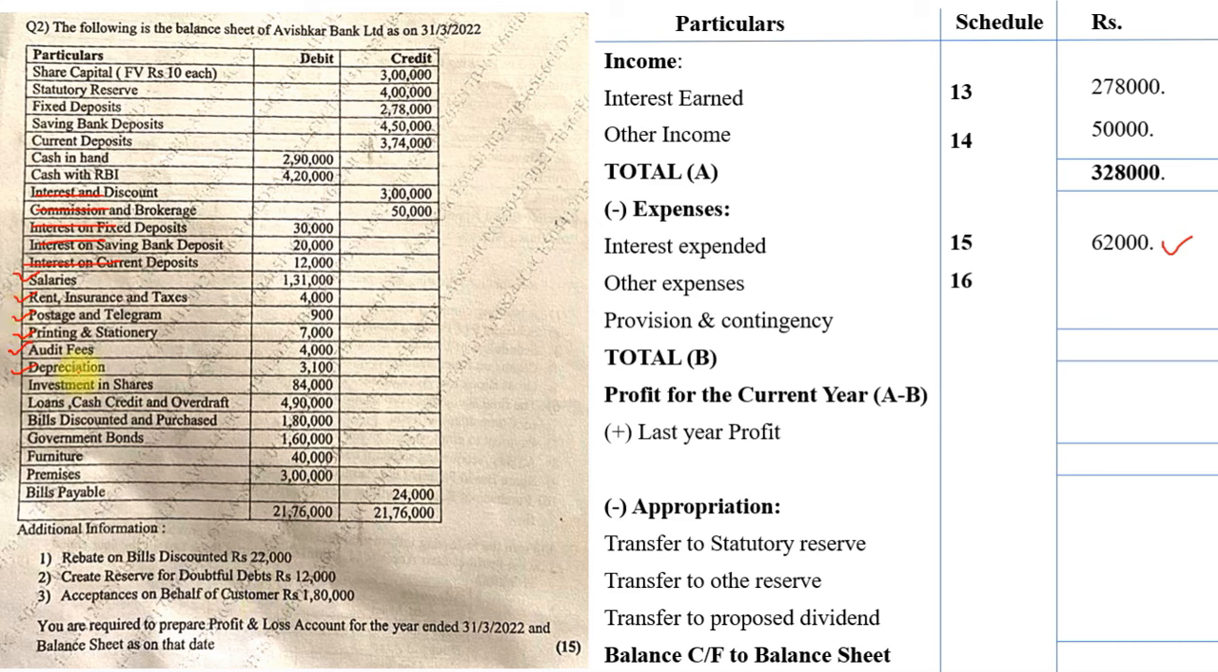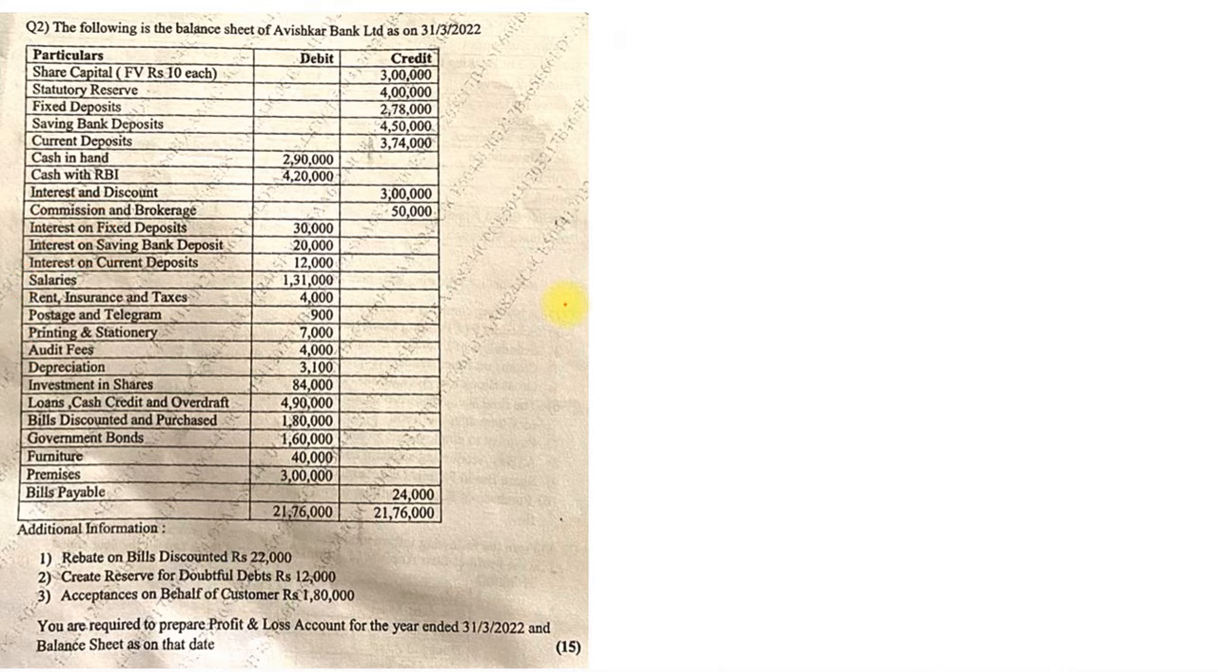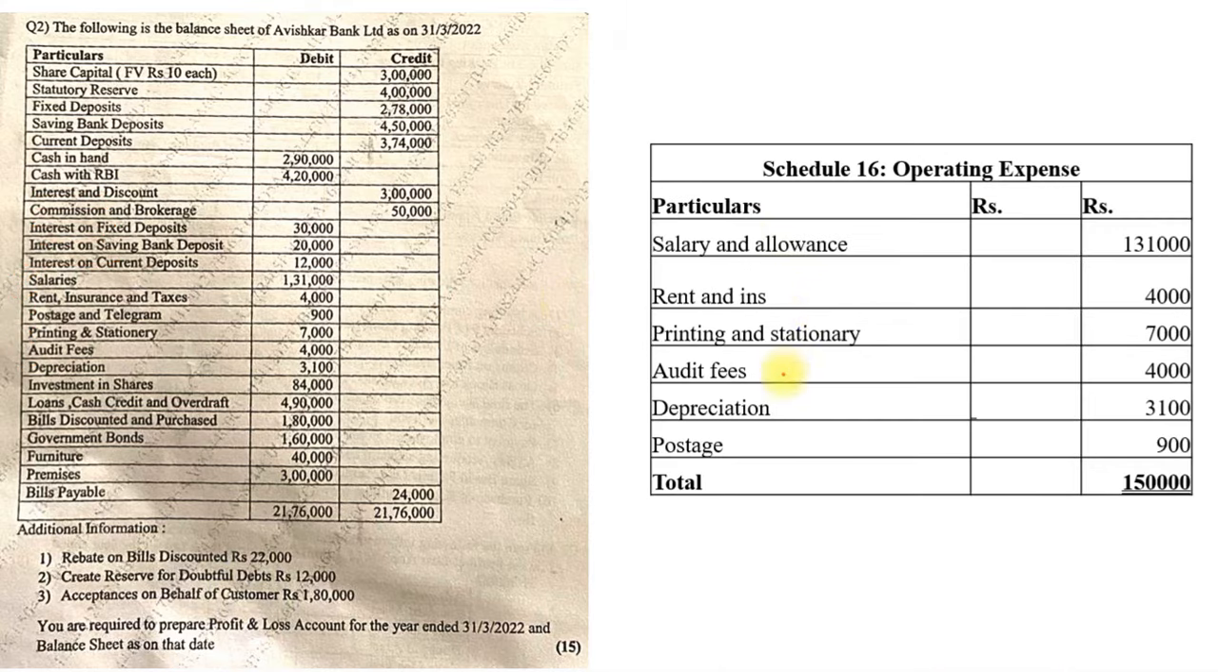So these are my 6 expenses which I can see, which are other than interest related. So for schedule number 16, I'll note down all the 6 expenses: salary, rent and insurance, printing and stationery, audit fees, depreciation and postage, with the amounts 1,31,000, 4,007, 4, 3,100 and 900. When we total it, it comes to 1,50,000 under schedule 16.